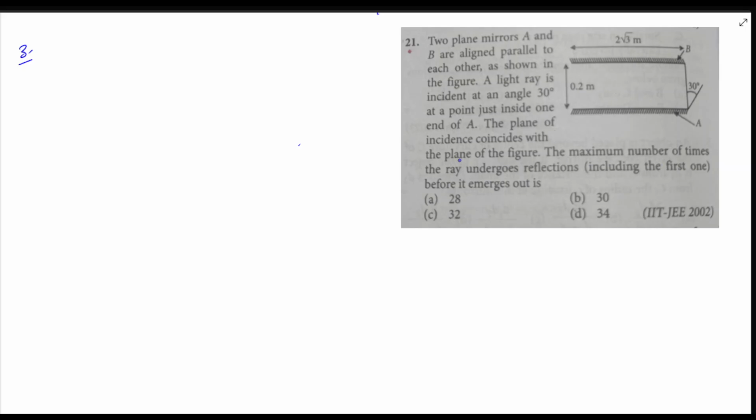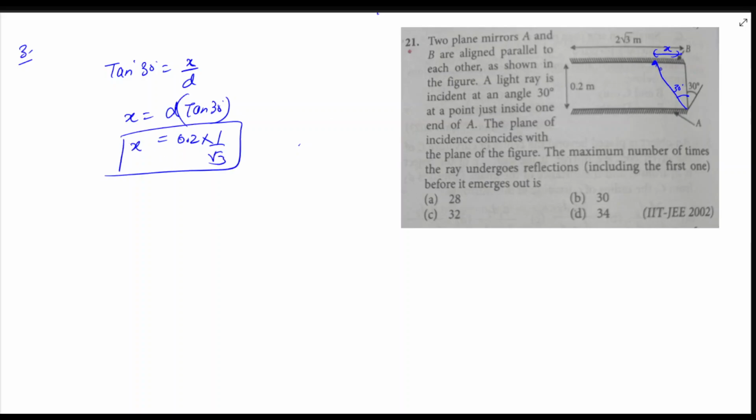So we have to find the maximum number of reflections. Let's say this ray will move like this, right? And when it reflects the first time, how much distance is it covering? Let's say it covers distance x. So this angle will be 30 degrees and this is d. So we can simply write tan 30 degrees equals x by d. So x will come out to be d tan 30. Okay, d is 0.2 and tan 30 will be 1 by root 3. So this is our x, right? So in the first reflection, it is traveling a distance x.